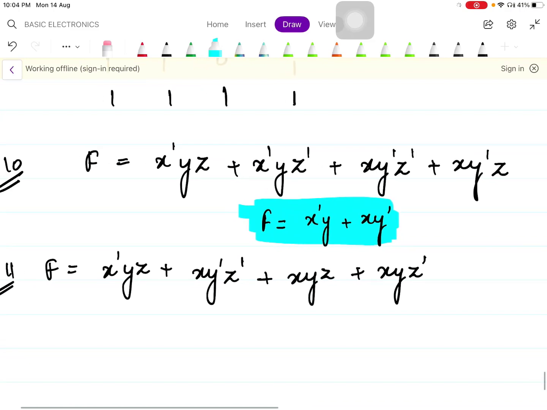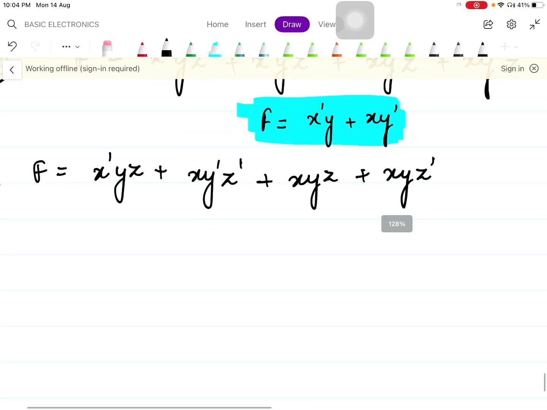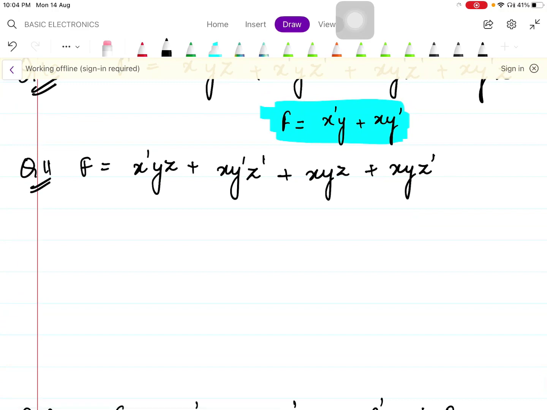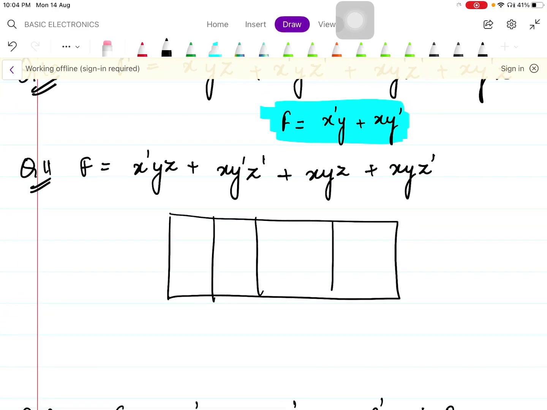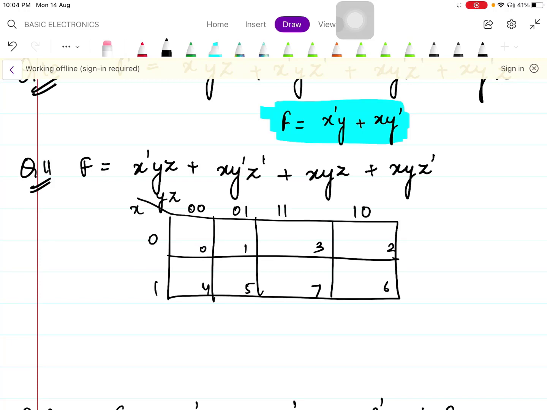Similarly, again this one, let's try to solve this question. Again, you are given an expression. As you can see, it is a three variable K-map because it has three variables involved in the expression. So let's solve it. Let us fill the minterms now. So this is how we fill the minterms by looking at the terms. Now let's make the groups.